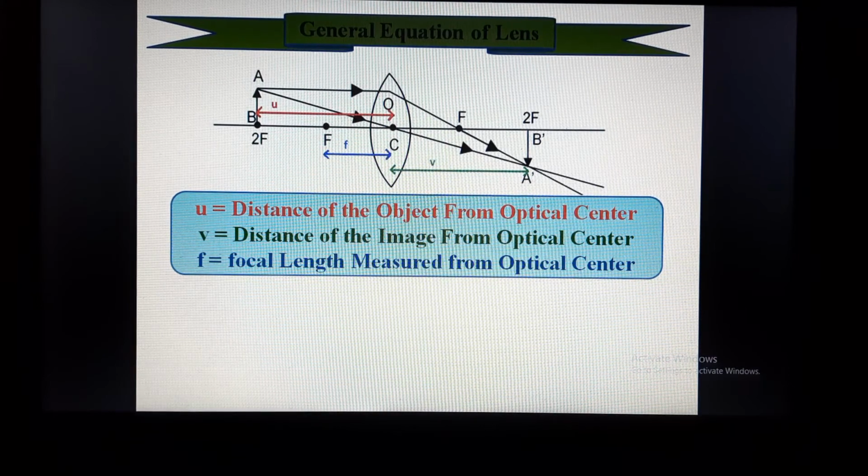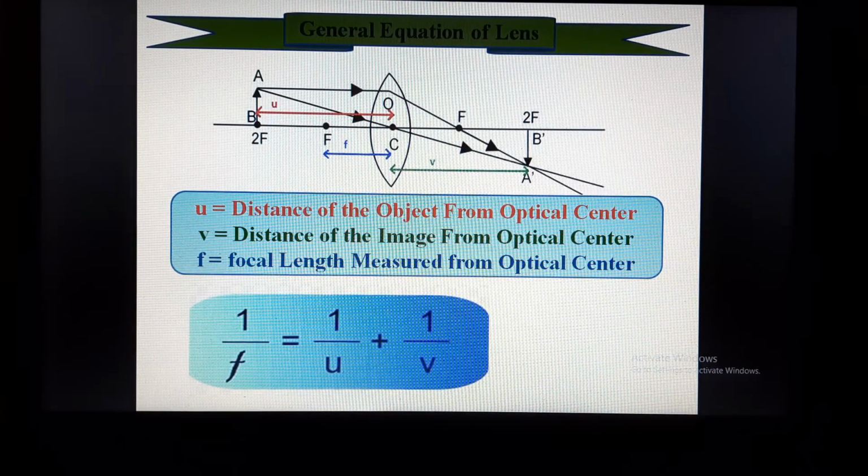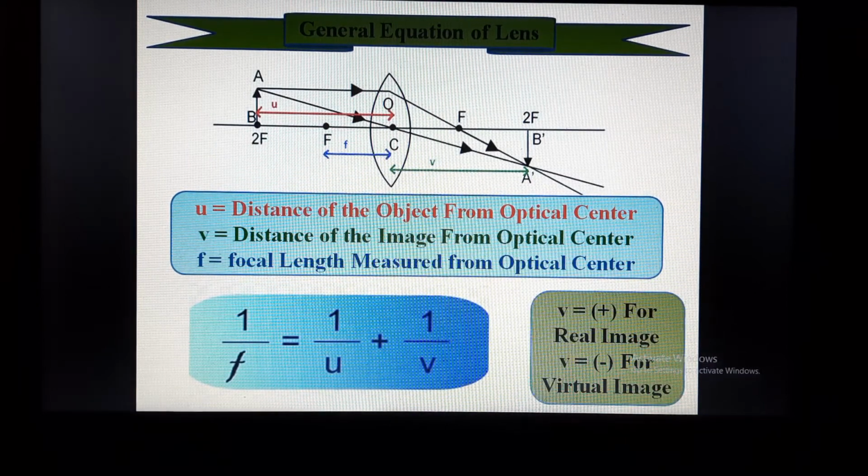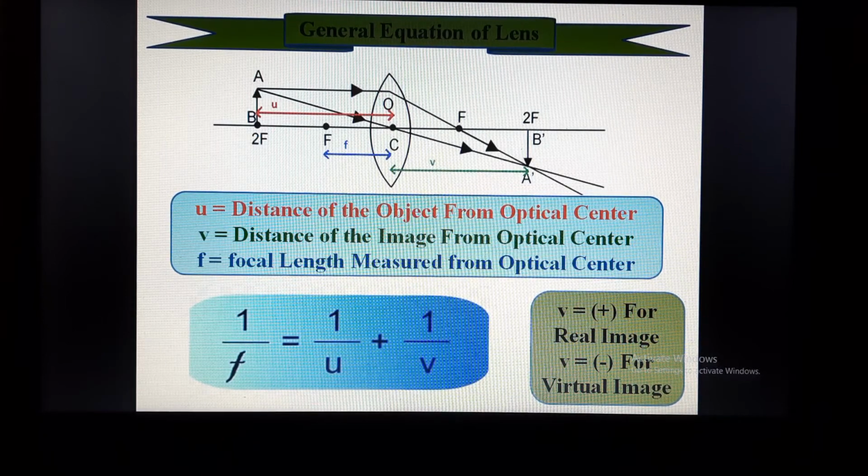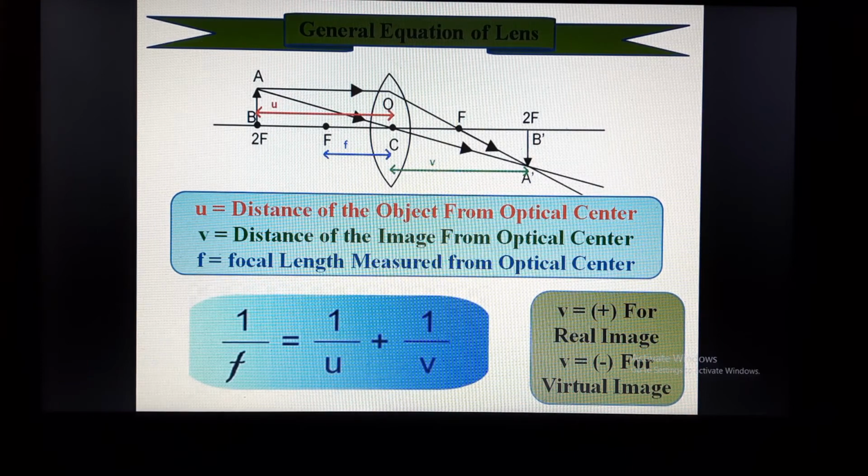Okay, so here the general equation of lens is 1 by F equal to 1 by U plus 1 by V. Here sometimes V will be positive. V will be positive for a real image, such that the distance of the image will be positive for a real image and the distance of the image will be negative for a virtual image. Okay, so boys, this is very important information for solving mathematical problems.